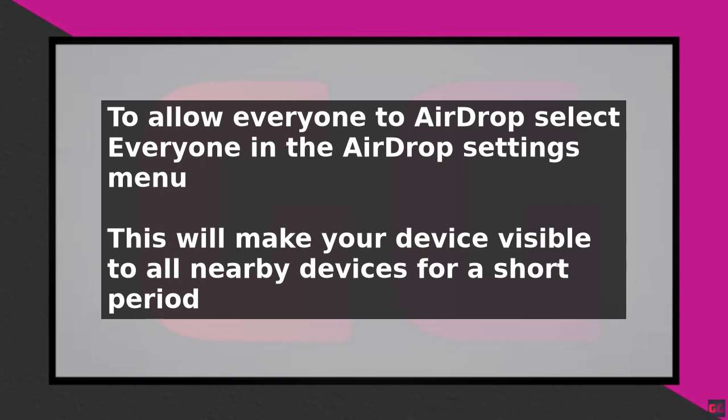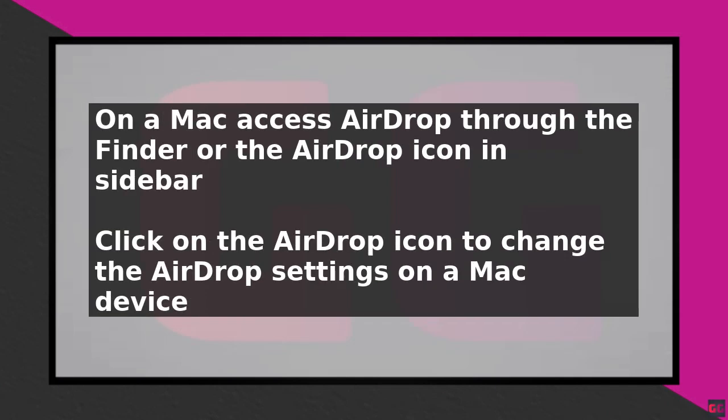On a Mac, you can access AirDrop through the Finder or by using the AirDrop icon in the sidebar. To change the AirDrop settings on a Mac, click on the AirDrop icon. Then click on Allow me to be discovered by and select Everyone.